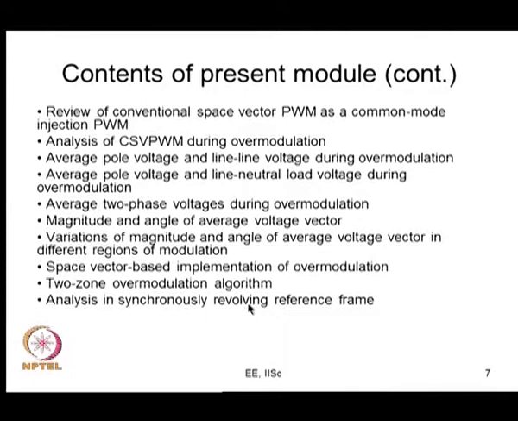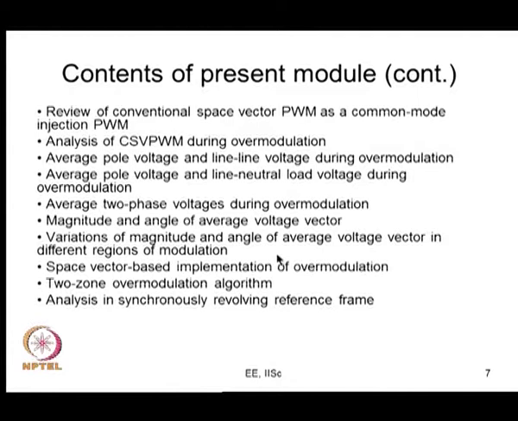Alright. So, in the next lecture what we will probably do is take it up from that. We will review conventional space vector PWM as a common mode injection PWM, and we will do a similar analysis to what we are going to do today for sine triangle PWM. We will do the same thing for conventional space vector PWM, and look at the average pole voltage, average line to line voltage, average line to neutral voltage, and we will transform them into the two phases, and then we will see that we come very close to certain space vector based methods of doing them now.